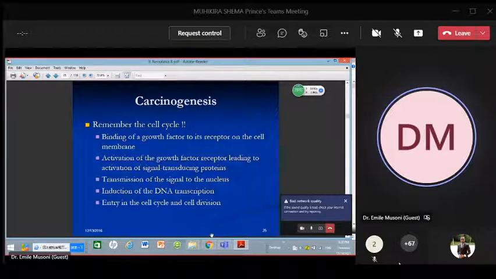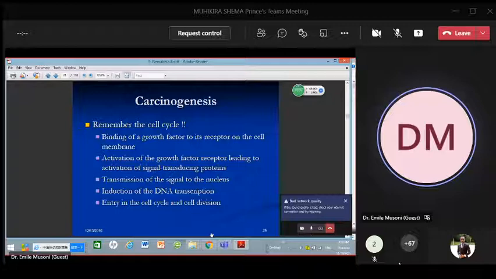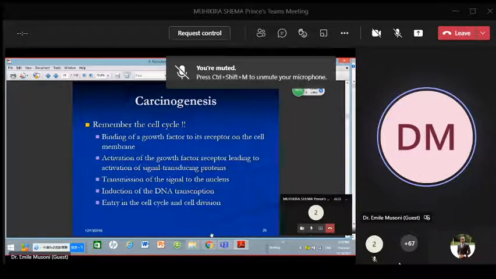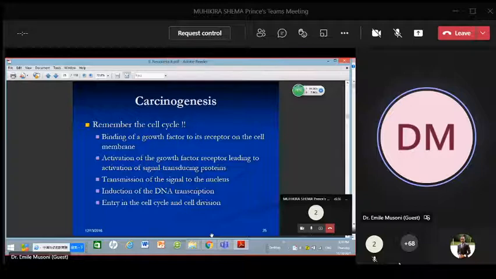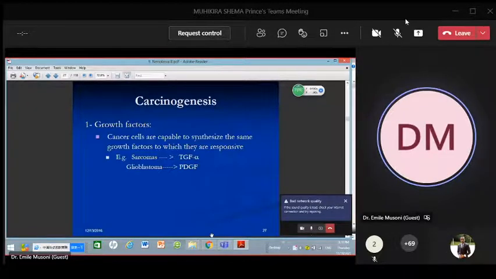There is a binding of a growth factor to its receptor on the cell membrane. Then there will be activation of the growth factor receptor, leading to activation of signal-transducing proteins. And then there will be transmission of those signals to the nucleus, and then induction of DNA transcription. So in that case, there is an entry into the cell cycle and cell division. They ask how cancer cells acquire self-sufficiency in growth signals.